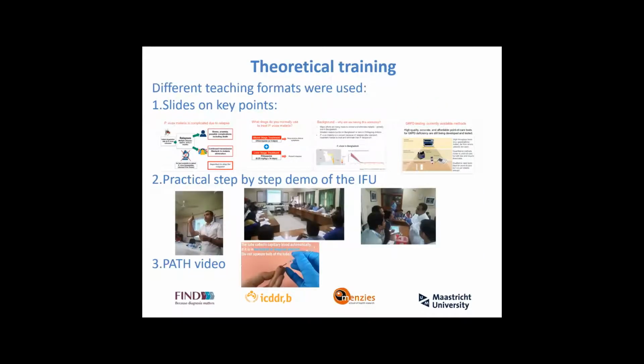In the theoretical training, we use different teaching formats like slides on key points such as PV radical cure and G6PD deficiency, Bangladesh elimination efforts and G6PD situation, G6PD testing options, and a practical step-by-step demo of the IFU and PATH videos. The mix of formats was well received by the participants. Sessions were very interactive.